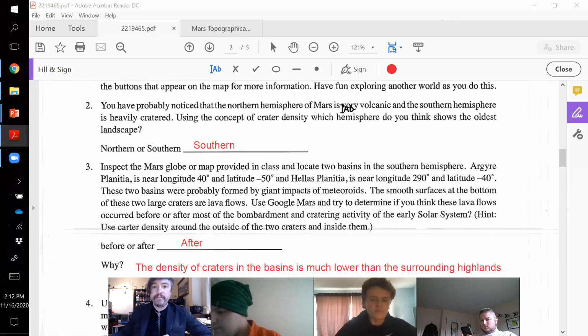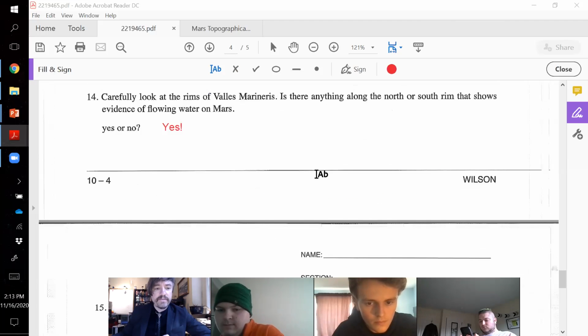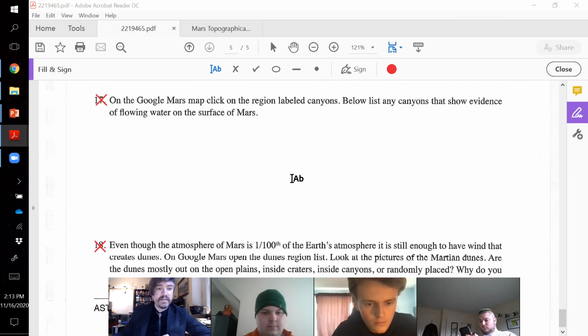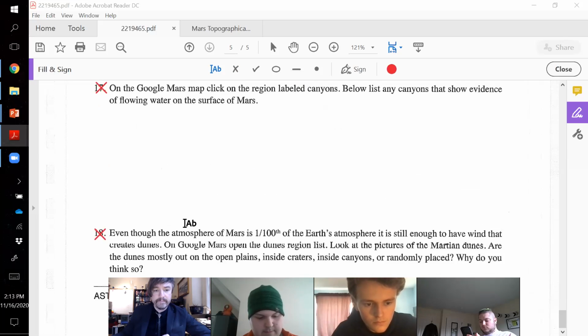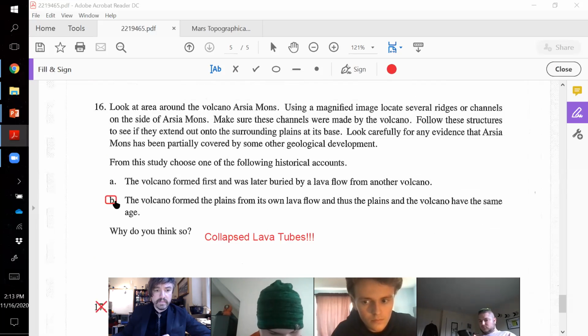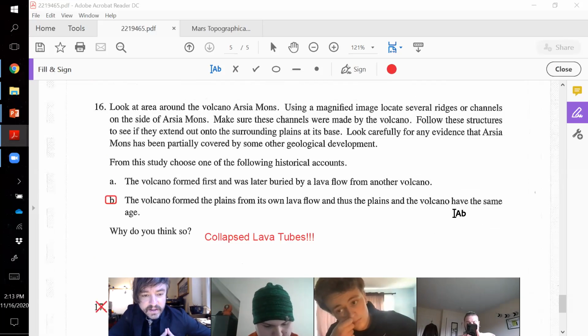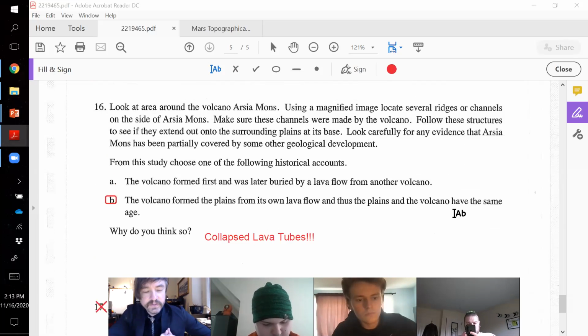Any other questions here? Which ones at the end did you not do? I just nixed off 17 and 18. Okay, then what was 16? The volcano forms the plains from its own lava flow. Thus, the plains and the volcano have the same age. Why do you think so? Because we see collapsed lava tubes. Okay, thank you. All right, everyone satisfied?